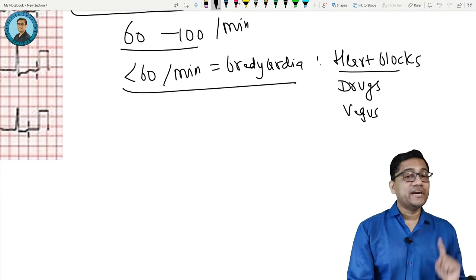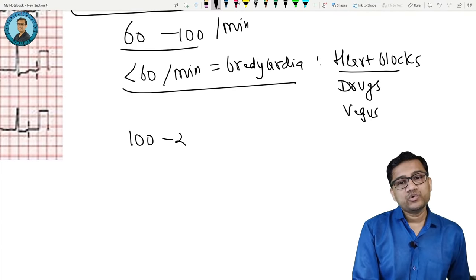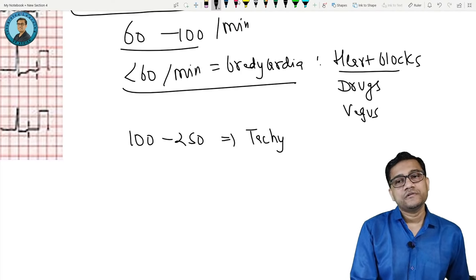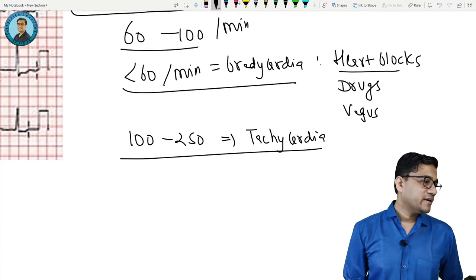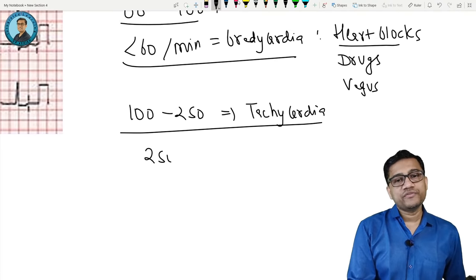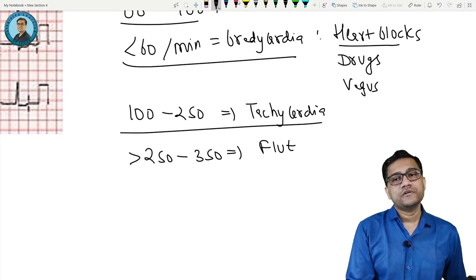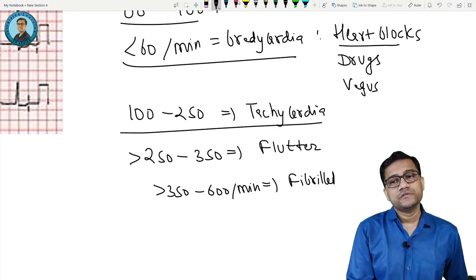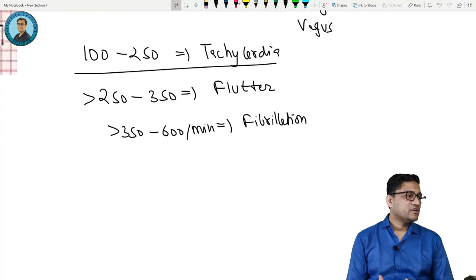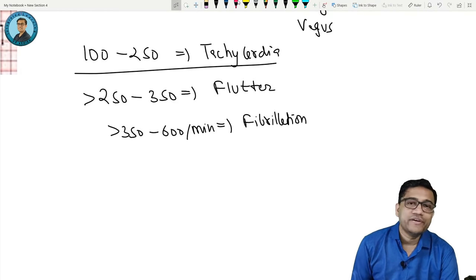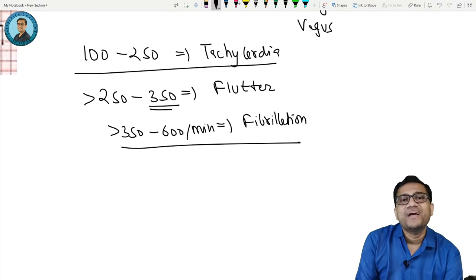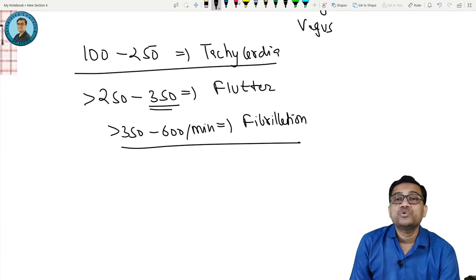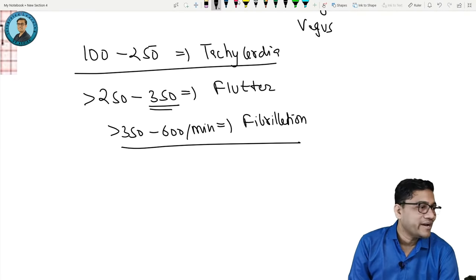Now comes the concept of tachycardia. Please understand: 100 to 250 we take as tachycardia. If it goes above 250 up to 350, it is called flutter. If it is more than 350, up to 600 per minute, this is fibrillation. So this is the cutoff. Cutoff is 350 and above is fibrillation, and tachycardia is not going to exceed 250.